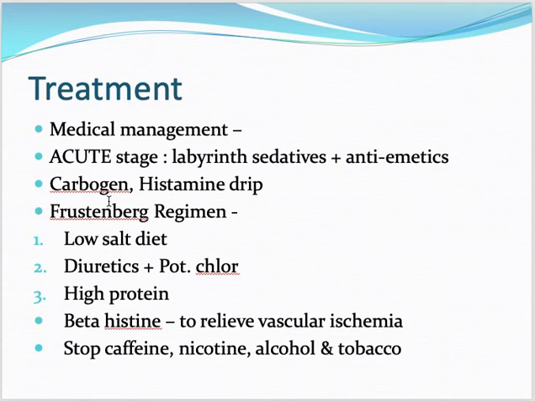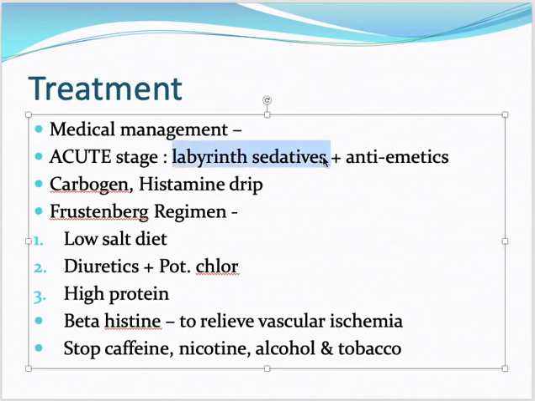First of all, in acute stages, we have to control that episode of vertigo. So we can use some medications which are basically called labyrinth sedatives. Plus, they have a lot of nausea, vomiting, so antiemetics help a lot in this case. Or you can go for a carbogen or histamine drip.